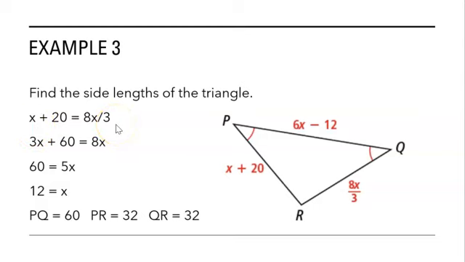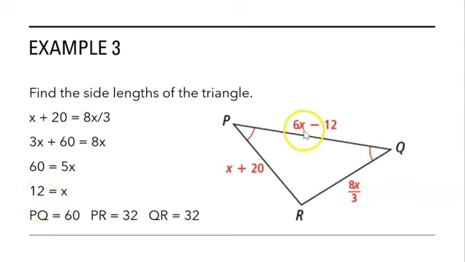What I did to solve this is I multiplied everything by 3. X times 3 is 3x. 20 times 3 is 60. 8x over 3 times 3 is 8x. Then I subtracted the 3x to this side, and I divided by 5. So x equals 12.